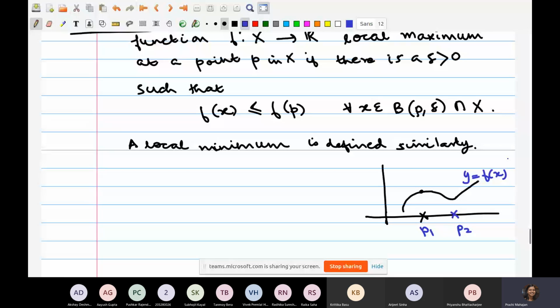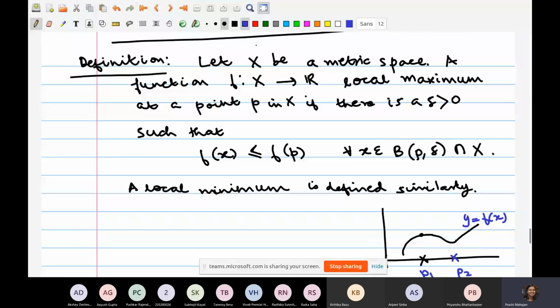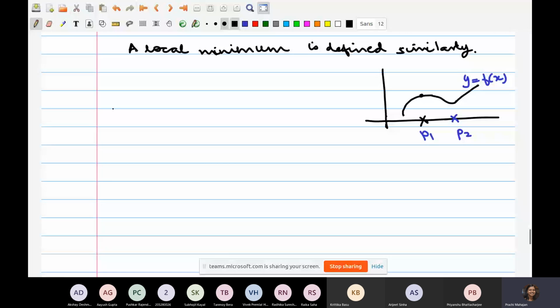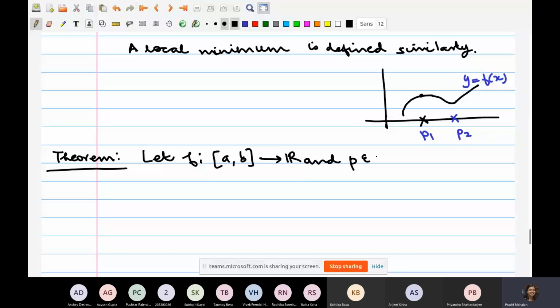Now, why is there sudden interest in local maximum and minimum? What have they got to do with differentiable functions? So here is a result that links them together. This is again perhaps something that you might be already familiar with. So suppose that f is a real valued function defined on a closed and bounded interval [a, b], and let's pick a point p in the open interval (a, b).